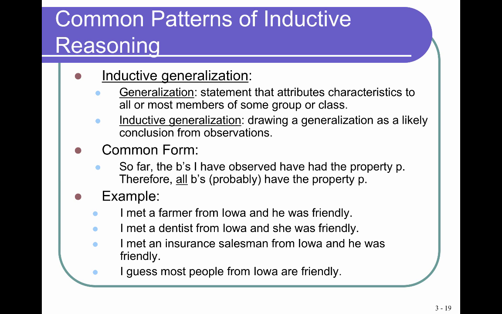I put the word probably in there just to let you know that it isn't 100% certain based on the evidence that all bees actually do have the property P, just the ones I have observed, so that makes it inductive. In this example, I come to the conclusion that people from Iowa are friendly based on observations. There are 3 observations. I met a farmer from Iowa and he was friendly. I met a dentist from Iowa and she was friendly. I met an insurance salesman from Iowa and he was friendly. So I guess most people from Iowa are friendly. Is that a certainty? No. It's a probability, so it's inductive.